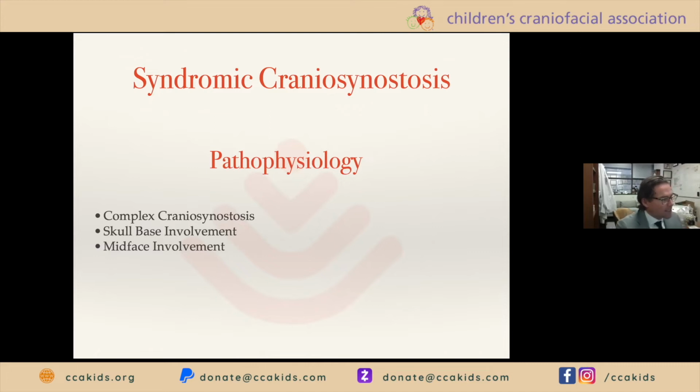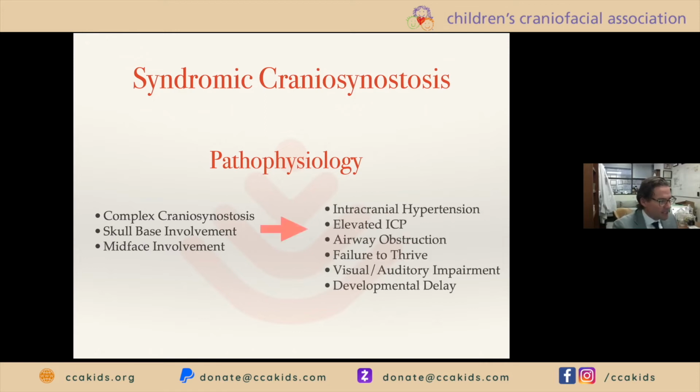Then there's also skull base involvement, where the sutures on the skull base can be fused, and therefore the base of the skull is involved, and it leads to other kinds of problems like facial differences and changes around the ear canals and changes around the foramen magnum, where the brainstem is coming through. And so these are all things that we need to be aware of and we need to assess for so that we don't miss something. So these are the things that can result because of this complex craniosynostosis.